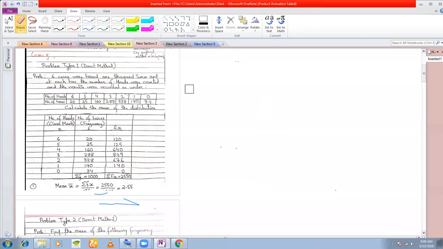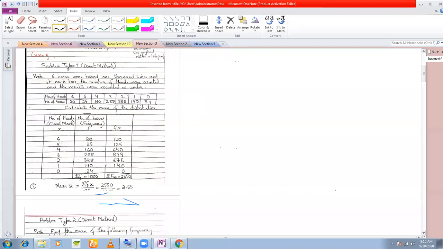Look at this type. First, I have discussed the various types of sums that are possible. The type 1 sum: a frequency distribution is given. 6 coins were tossed 1000 times, and at each toss the number of heads was counted and the results were recorded as under. 6 coins were tossed simultaneously 1000 times. So 6 people standing together toss 6 coins, and they repeat this 1000 times and record their observations.